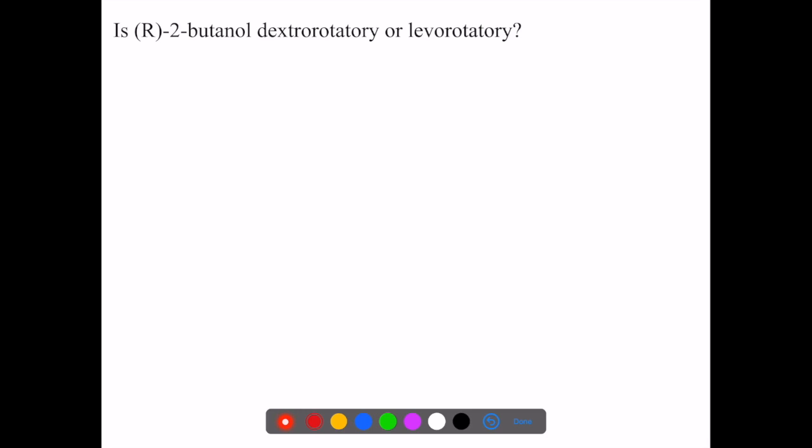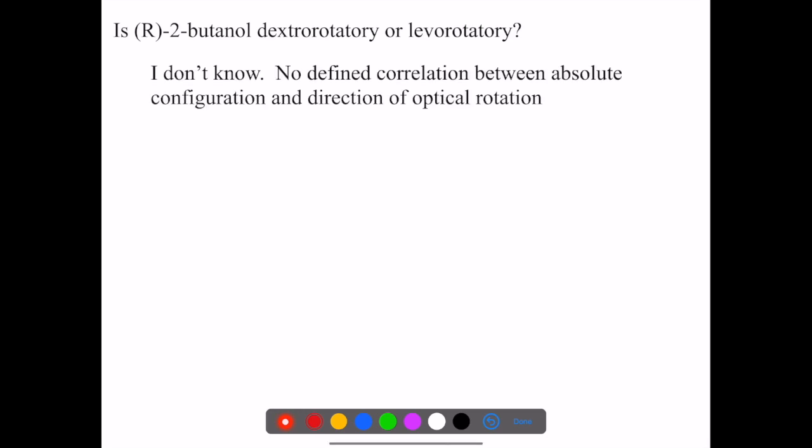So a quick question is, are 2-butanol dextrorotatory or levorotatory? And if you ask me that, my answer will be, I don't know, because there is no defined correlation between absolute configuration, which is assigned R or S, and direction of optical rotation, which is plus or minus.